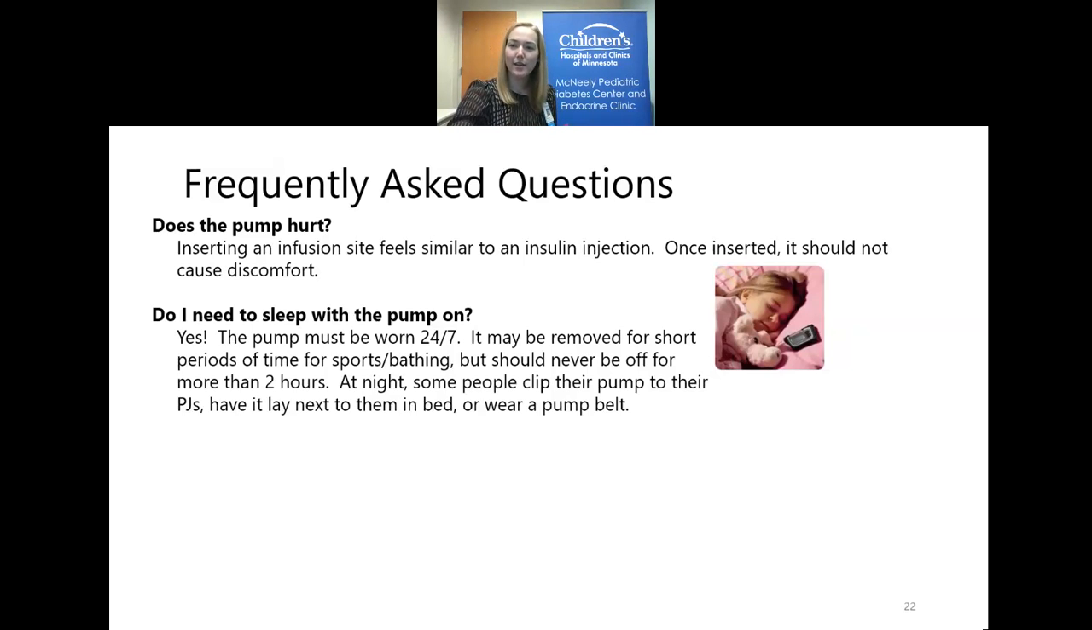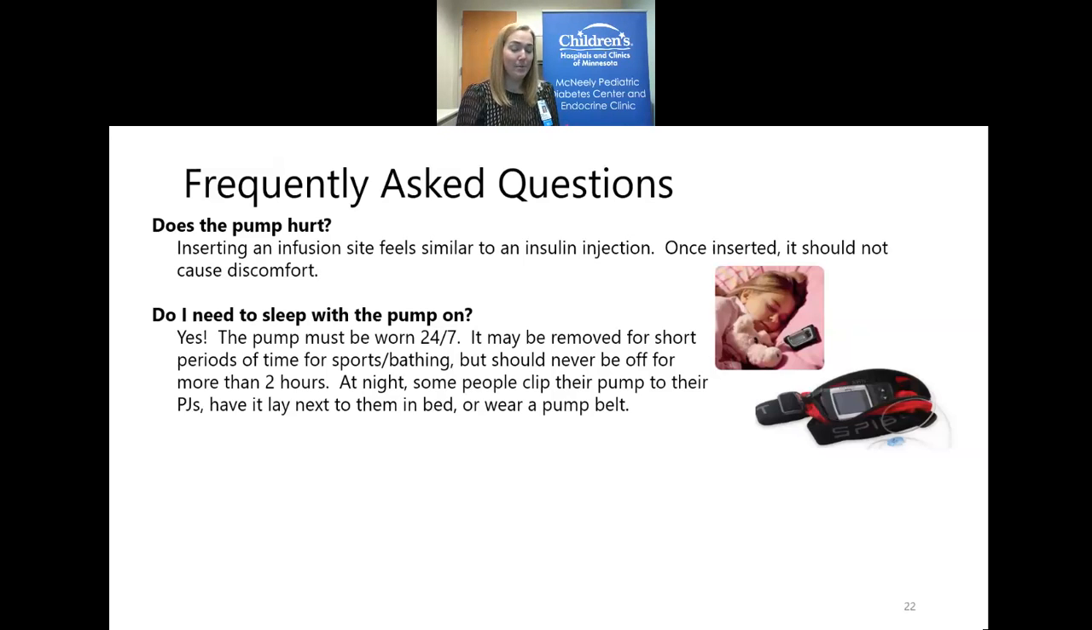And then some people will wear a pump belt. And so I think I have a picture of this. Yeah. So this is a really common one. It's called a SPI belt. And this is like a little, not latex, neoprene fanny pack, and it has a little spot cut out so you can ride your tubing through it. So some people will wear this at night, super comfy. They'll wear it during the day too to hold their pump if they don't have pockets. So a lot of people use SPI belts or another brand.